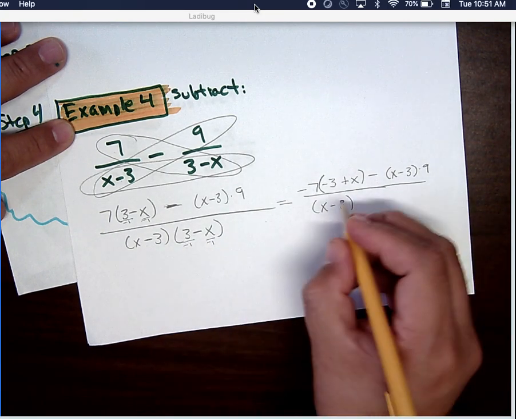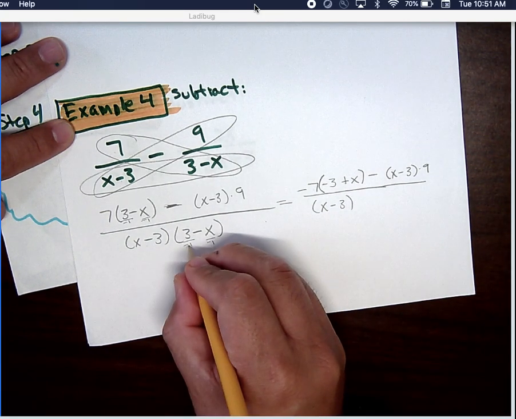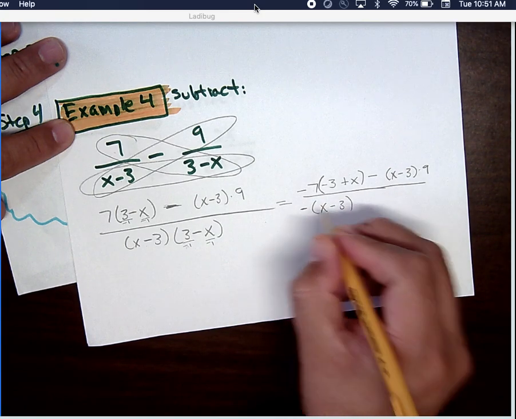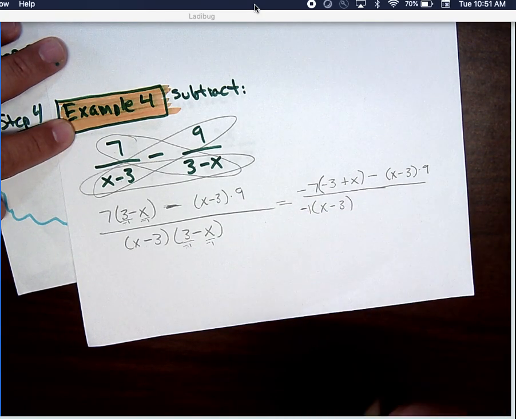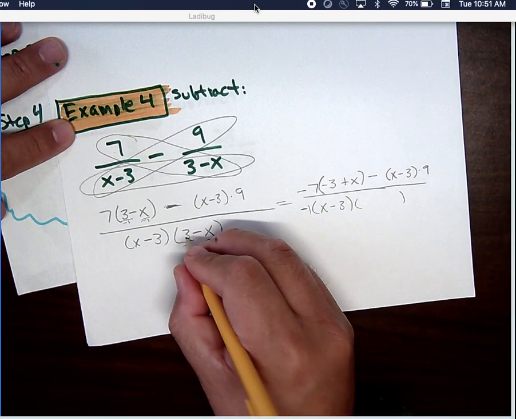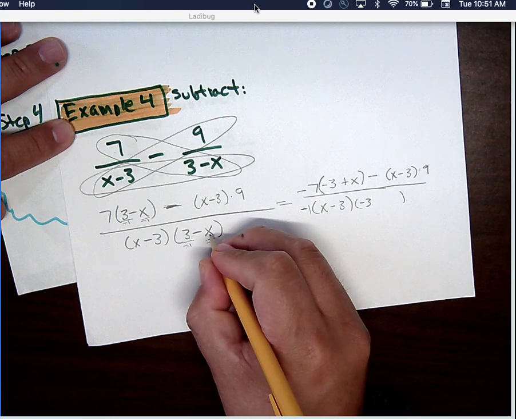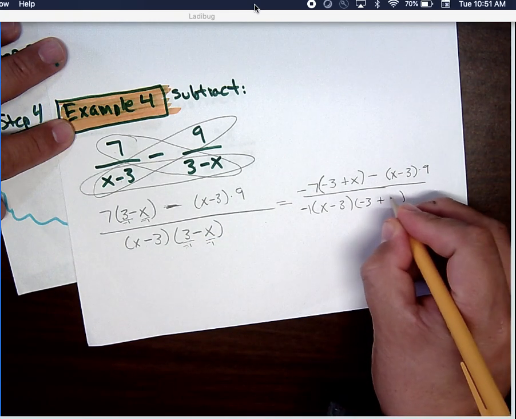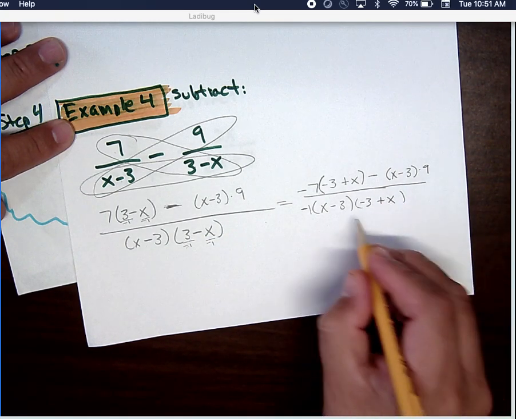Then from the bottom, the first one stays the same, this one. And let's take out the negative. So this negative 1, I'm going to put it in front, negative 1. If you want to put the 1, that's fine. And then this would become negative 3, negative over negative, positive x.